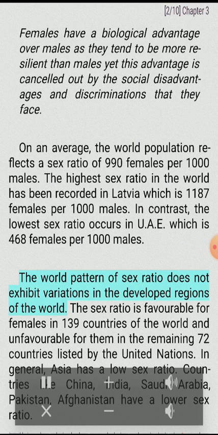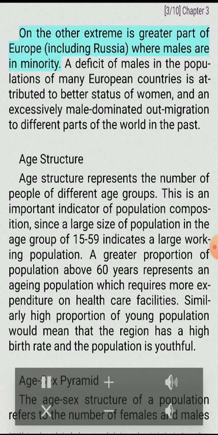The world pattern of sex ratio does not exhibit variations in the developed regions of the world. The sex ratio is favorable for 139 countries of the world and unfavorable for 72 countries listed by the United Nations. In general, Asia has a low sex ratio. Countries like China, India, Saudi Arabia, Pakistan, and Afghanistan have a lower sex ratio. On the other extreme is the greater part of Europe, including Russia, where males are in the minority. A deficit of males in the populations of many European countries is attributed to the better status of women, and an excessively male-dominated out-migration to different parts of the world in the past.